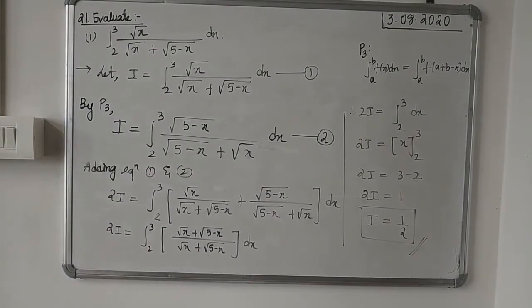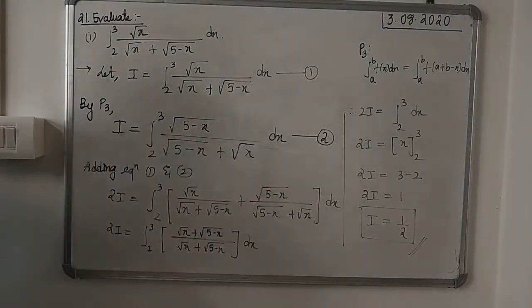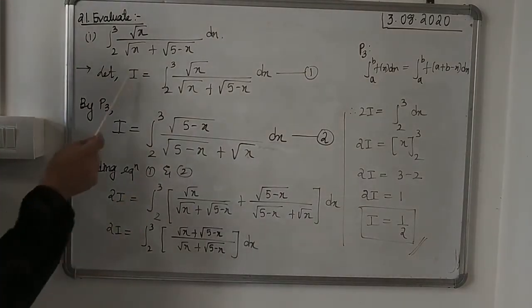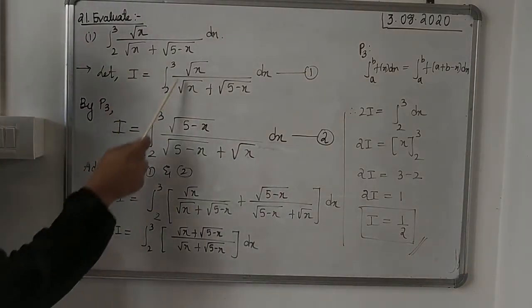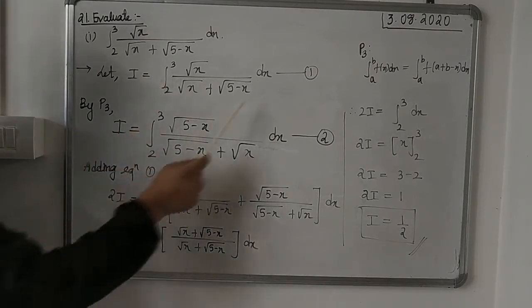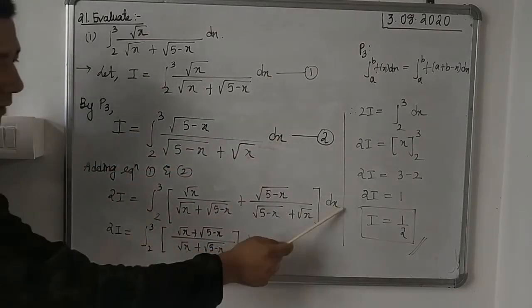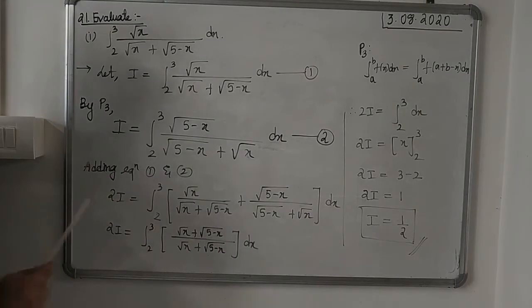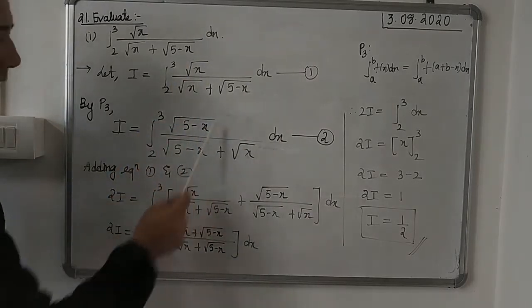Alright, so therefore this is equation number 1, equation number 2. Now what we are doing is we are adding equation 1 and 2. Left hand side if we add, 2I, and right hand side you know this and dx is common, so I have kept it common outside, okay, and this expression plus this expression is this.